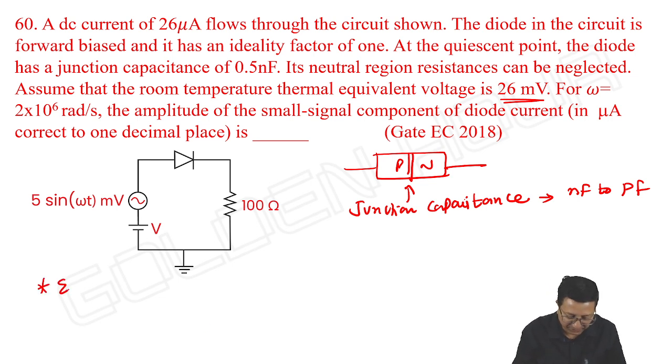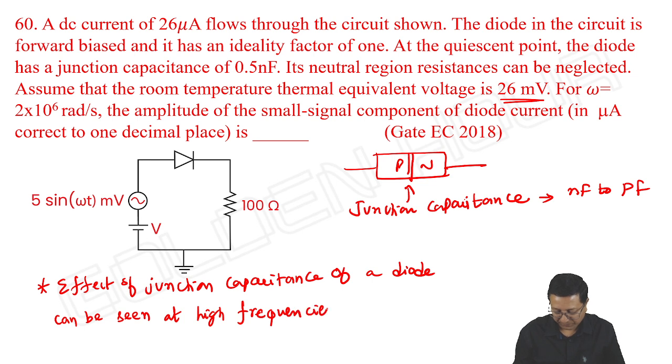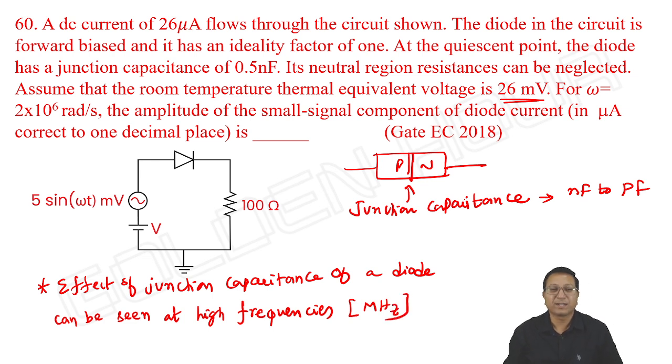Here I'm writing: effect of junction capacitance of a diode can be seen at high frequencies, generally in the order of megahertz or mega radian per second.